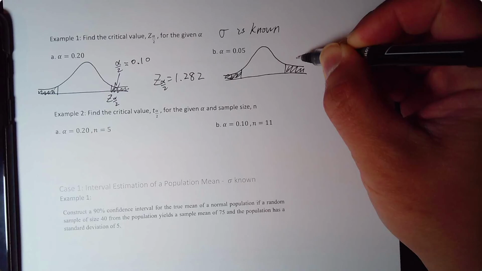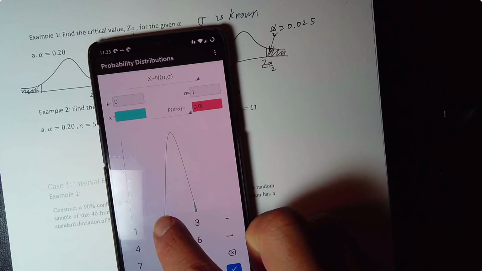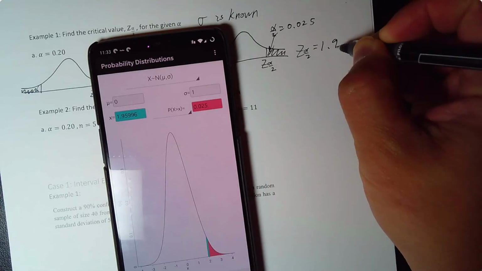So the only thing I'm changing here is my area, 0.025, and hit enter. Okay, so my z alpha over 2, my critical value, is 1.959. I'm just going to say 1.96. Okay, now moving on to finding this.